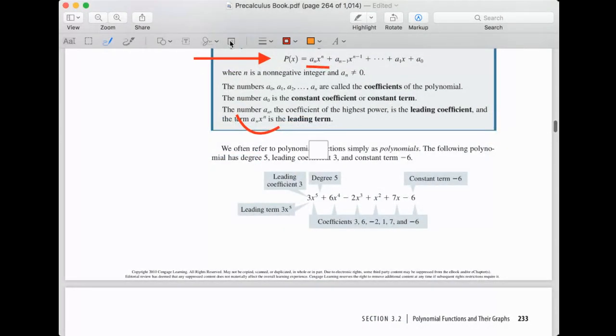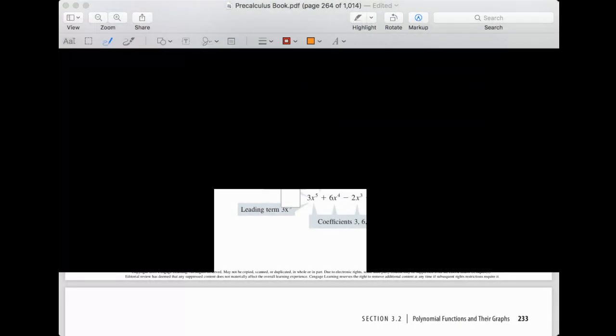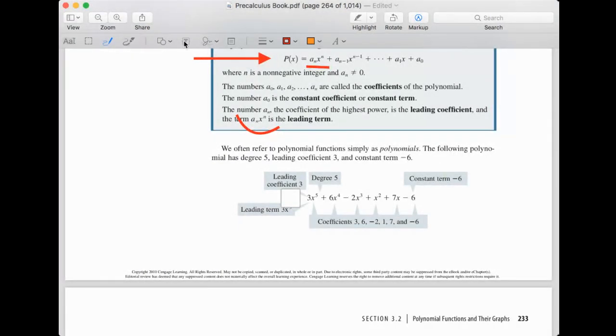Let's write this down. So f of x equals 3x raised to the 5 plus 6x raised to the 4, 2x raised to the 3, plus x squared plus 7x minus 6. Minus 6 is a constant term. The highest power is x raised to the 5. So we call 3x to the 5 the leading term, and the 3 before the variable is called the leading coefficient. This is a 5th power, so it's a polynomial of degree 5.